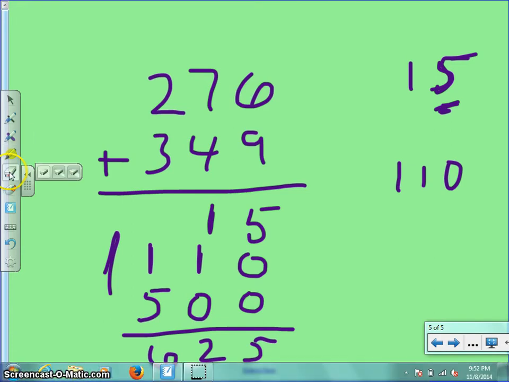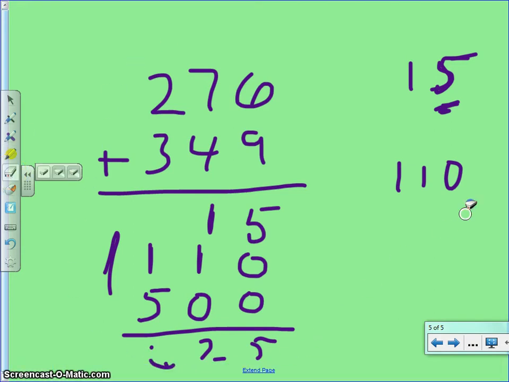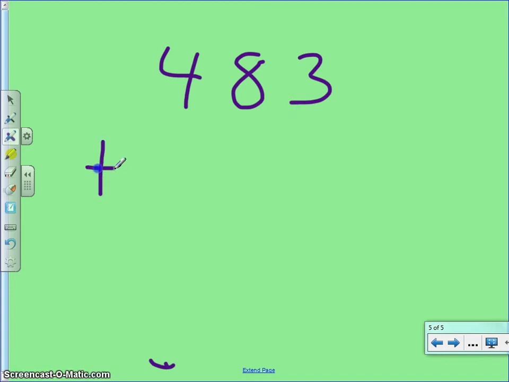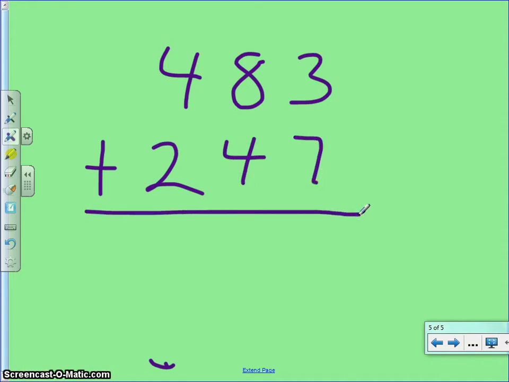And again, I'll show you this one more time. Let's say we have 483 plus 247. Okay, so again I start in my ones, 3 ones plus 7 ones gives me 10 ones, or the number 10. So the 0 goes in the ones place and my 1 goes in my tens place.